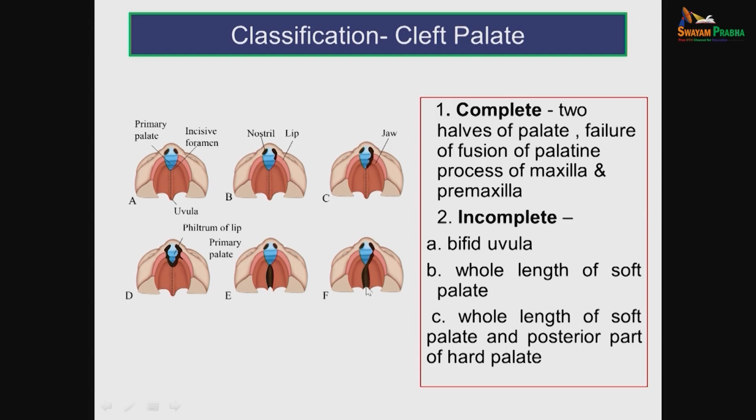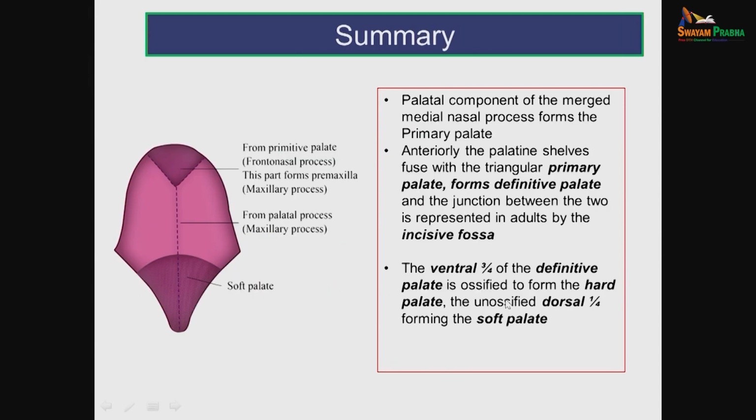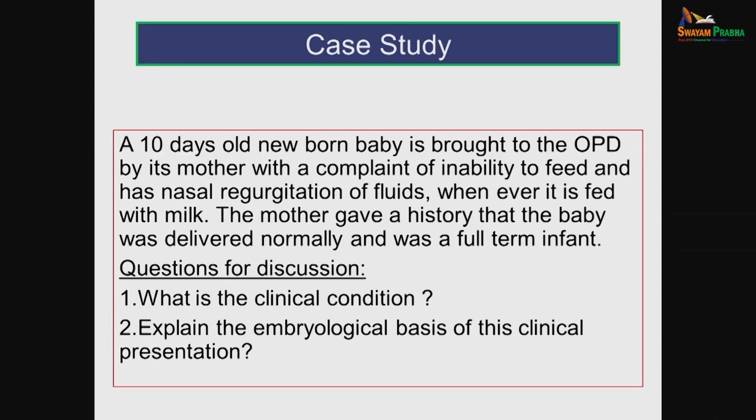Incomplete can be a bifid uvula, where the uvula alone is divided, or it can affect the whole length of the soft palate, the soft palate alone can be involved, or it can involve the whole length of the soft palate and the posterior part of the hard palate. This is incomplete. Complete is when the entire palate is involved, in the form of two halves. So that completes the development of the palate and its congenital anomalies.